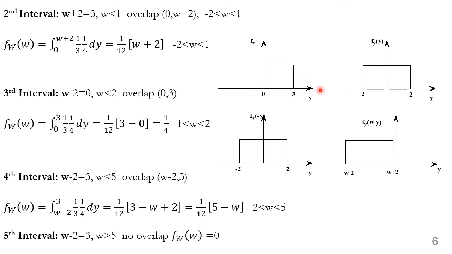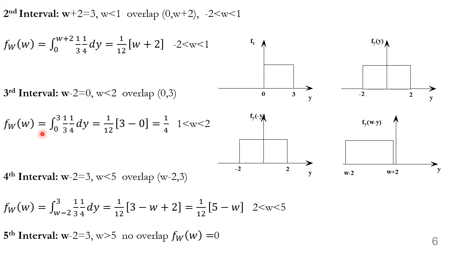We'll move it further till w minus 2 reaches 0. So therefore, w is less than 2 in the case of the third interval, and the overlap period is 0 to 3.